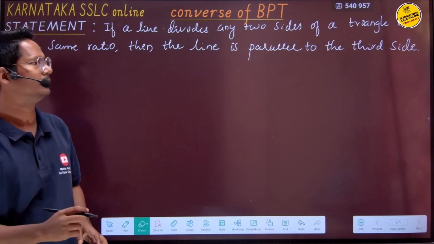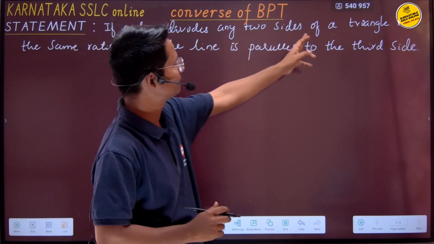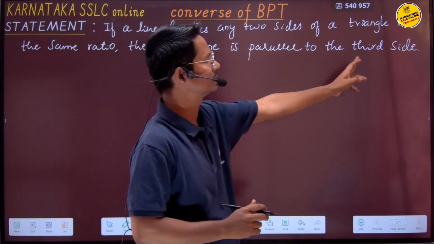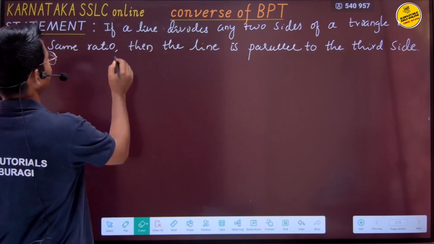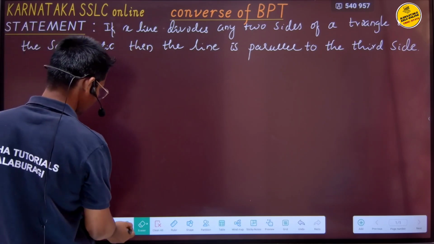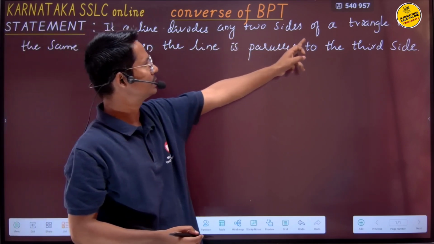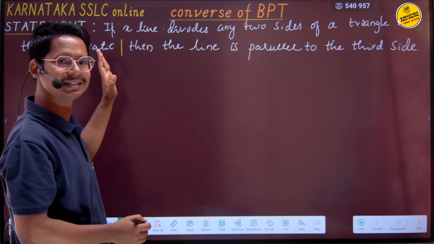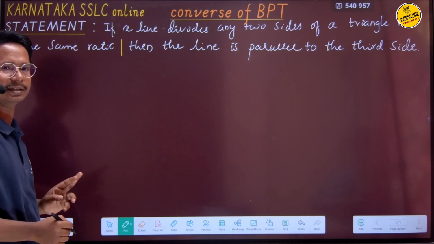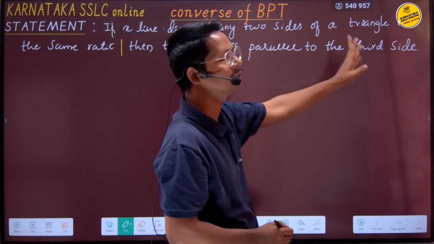Now see the statement. If a line divides any two sides of a triangle in the same ratio, then the line is parallel to the third side. If I break this complete statement into two parts, the first part, if a line divides any two sides of a triangle in the same ratio, is given. This given was proved in BPT, isn't it? So here it is the given statement. What we need to prove is that the line is parallel to the third side.